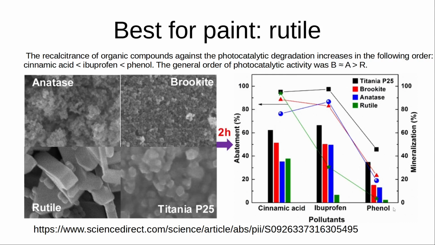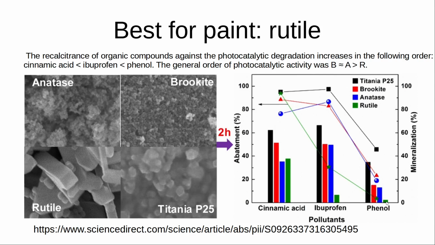So you can see now, when it comes to the most difficult organic to degrade, which is phenol, and it's difficult to degrade because it's got aromatic features, you can see that the rutile has a very, very low photocatalytic activity. So this just shows you that rutile is definitely the phase of titania that we prefer.